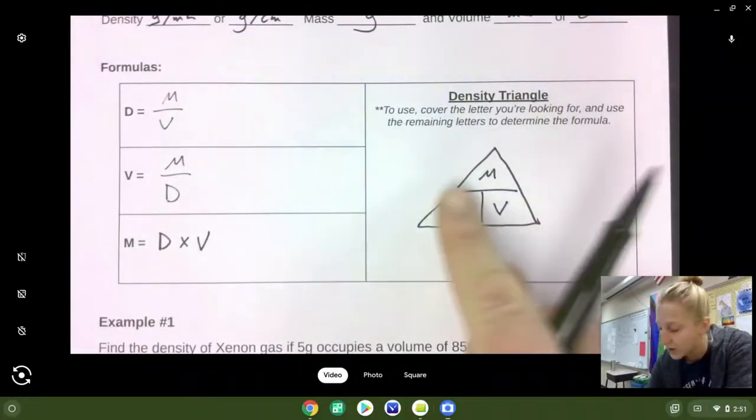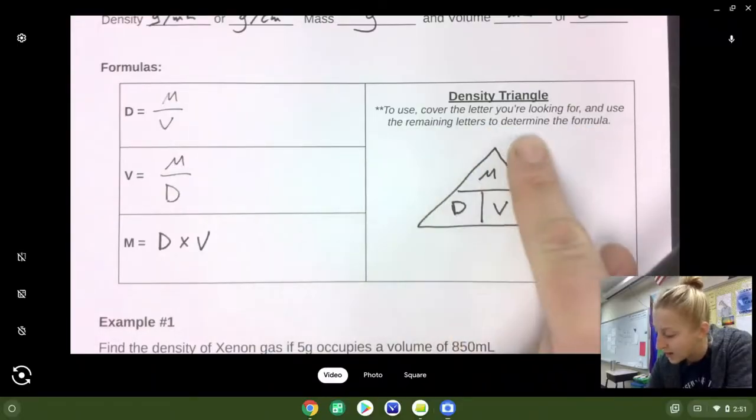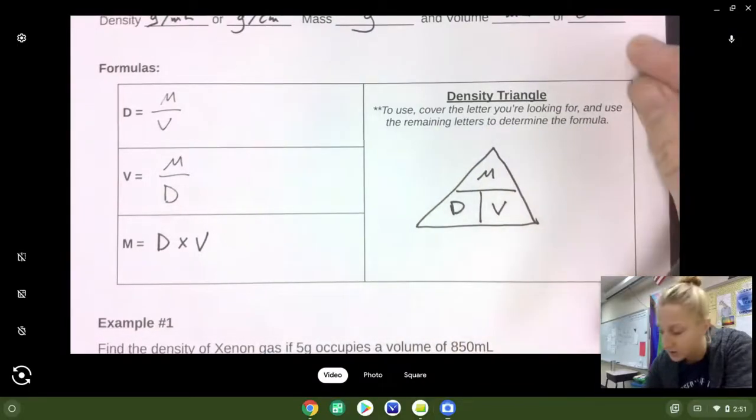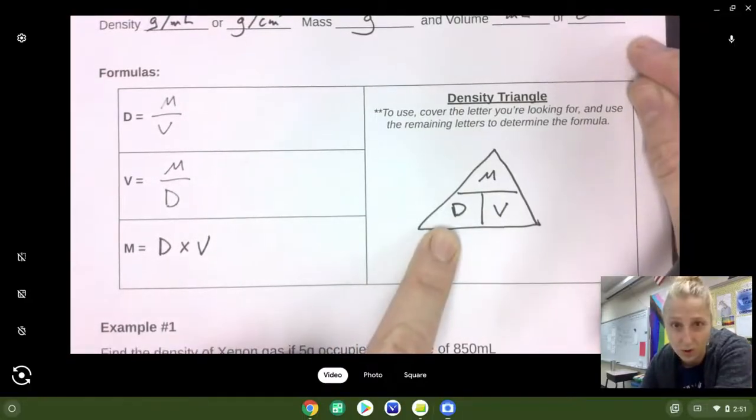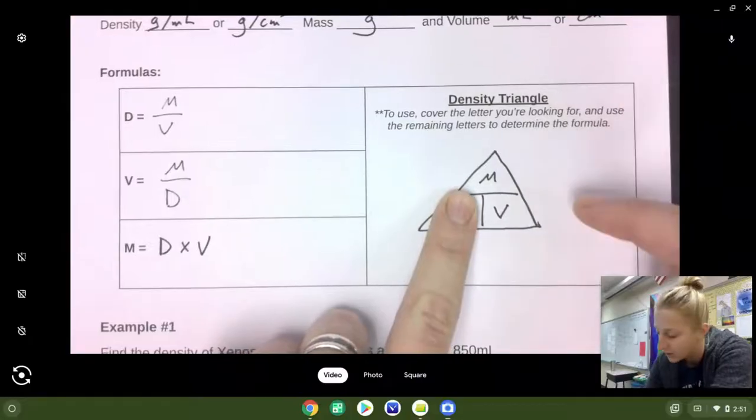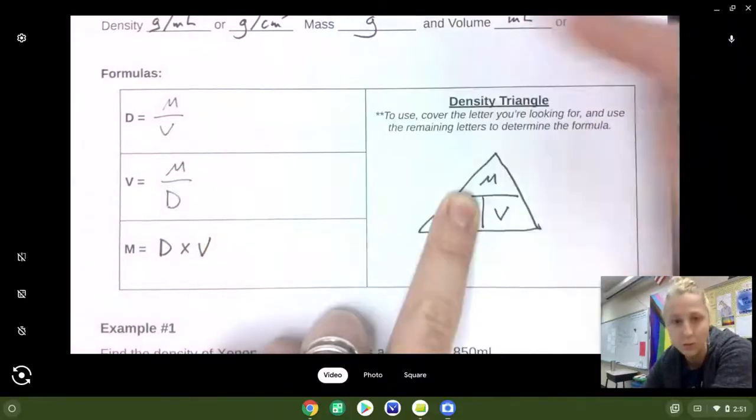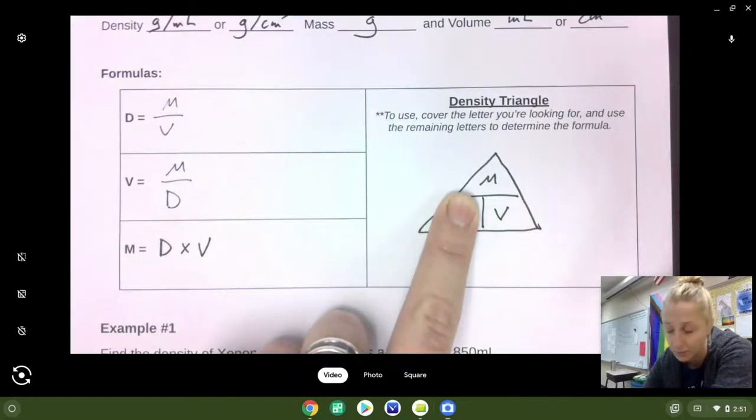So like it says here, to use it, cover the letter you're looking for and use the remaining letters to determine the formula. So say you're looking for density. You don't know density, but you've been given mass and volume. Well, if you cover the density, you'll see that you're left with mass over volume. Density equals mass over volume, right?